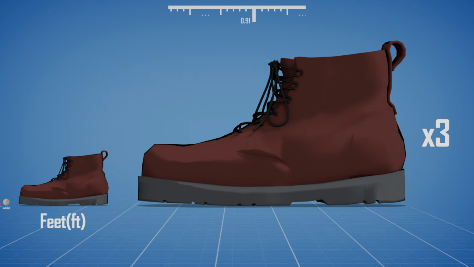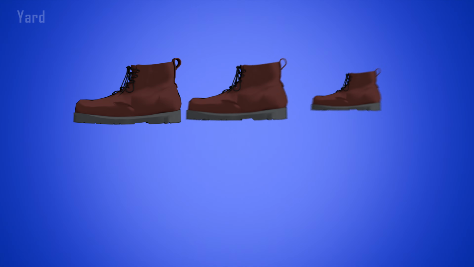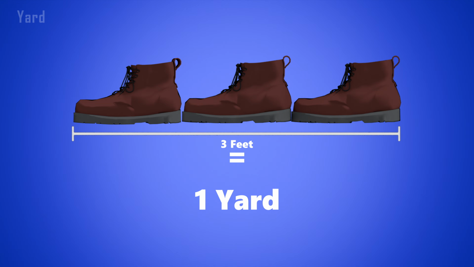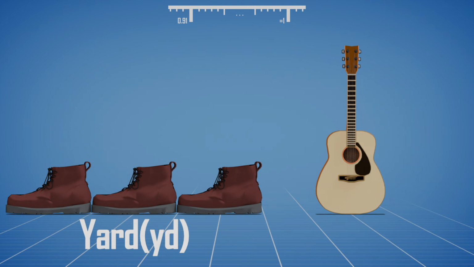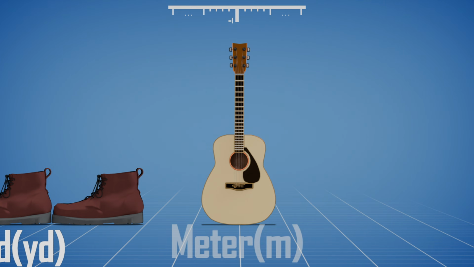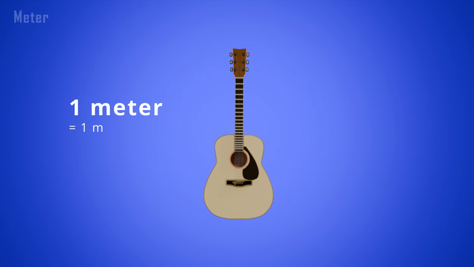Next on the imperial system is yard. 3 feet makes a yard and is just about really close to a meter. We then come to the base unit of the metric system, that is meter. 1 meter is equal to 1 meter.